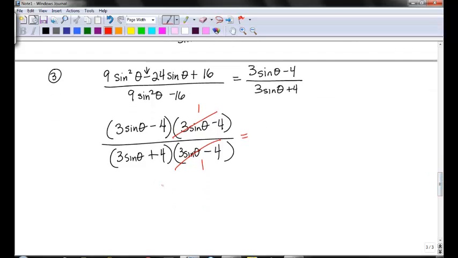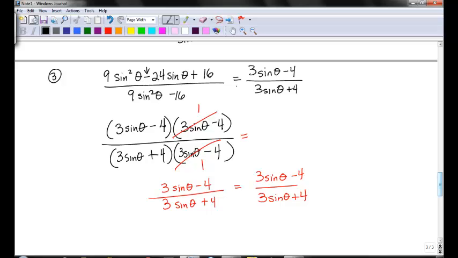Okay, so on all these problems, factoring is a key. That's why I wanted to go back and review it. And then bring down that right side. And these will all work. It's not a case of they won't work or they will work. They all work. Okay? Okay, any questions on that one?